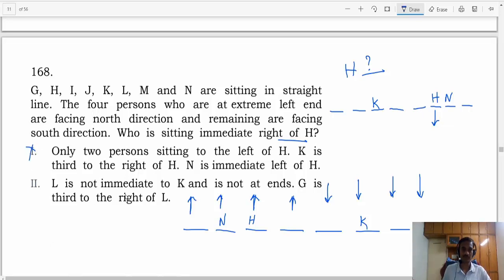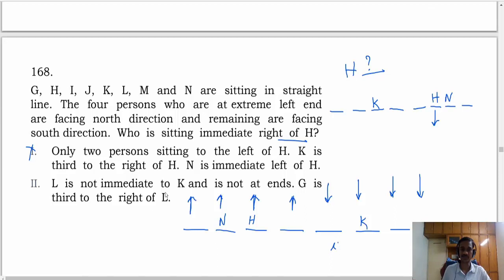Then 2 alone. L is not an immediate neighbor of K. L and K are not adjacent. L is not an immediate neighbor of K and is not at the ends. L is not at the end, and not next to K. G is third to the right of L. Only 2 alone, we don't know. The information is only about these three. There is no information about the remaining ones, about H. Hence 2 alone is not sufficient.